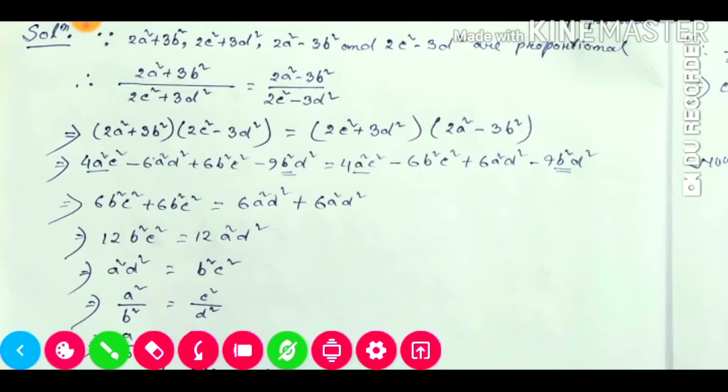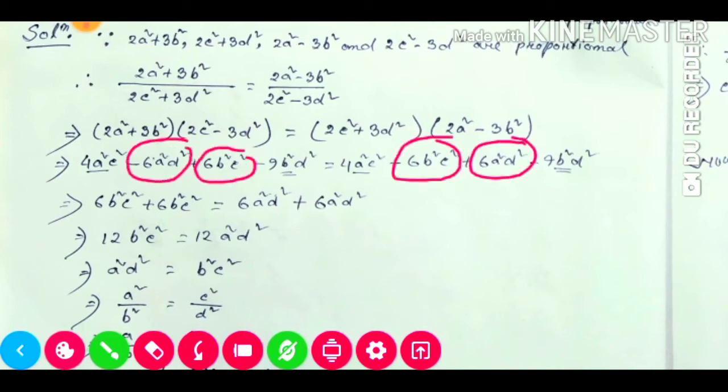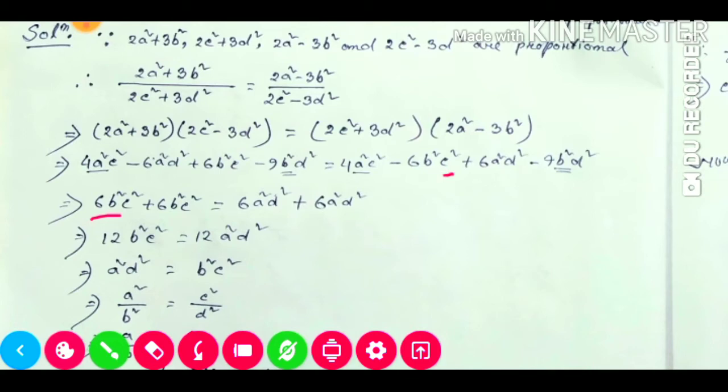Next, is any other thing similar? See, 9b square d square, here also minus 9b square d square, here also minus, so these two will cancel. So what will remain is this part and this part, and on the other side this number and this number. Here positive one we are taking, 6b square c square, and this one we are shifting to this side, so it will be plus 6b square c square, because before it is minus, and already this one is there here. Now we will add this one, 6 plus 6 will be 12b square c square, here also 12, so both sides 12 are there, so 12 will cancel.